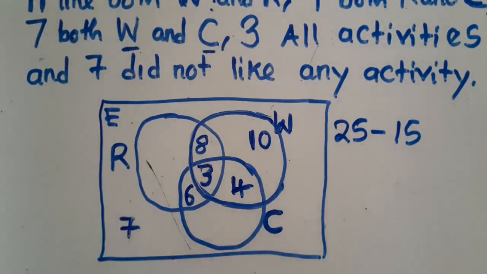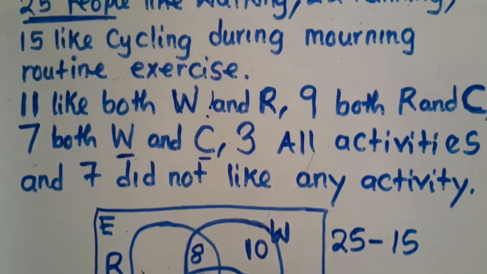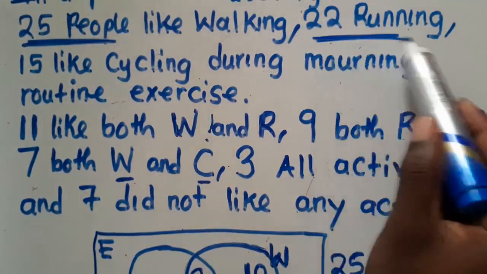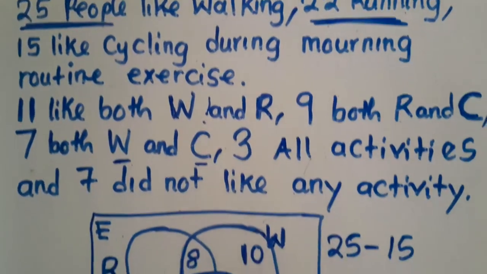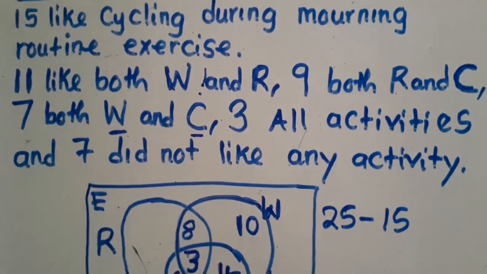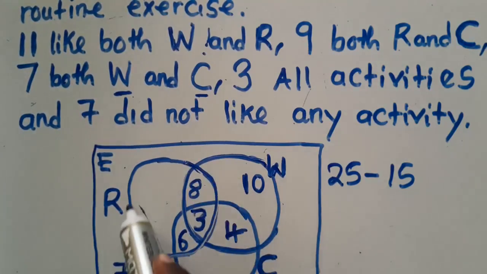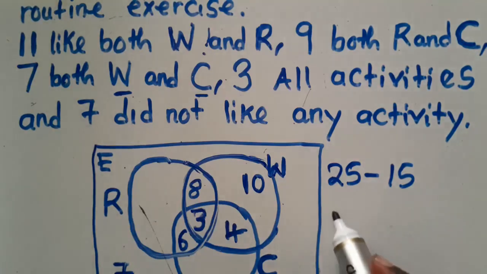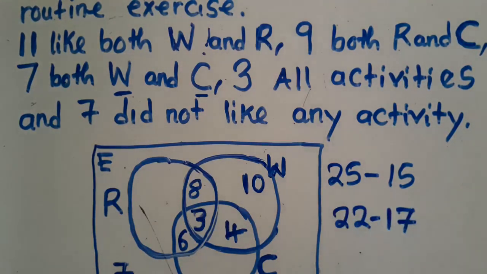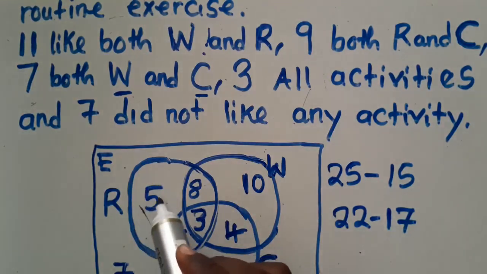How many people like running? Running, we check there. Where is running? This one. How many are they? 22. So 22 people like running. This is the set. So you add everything there. You say 8 plus 3 plus 6. You're getting 17. So 22 minus 17. What is your answer? You get 5. So there I've got 5.